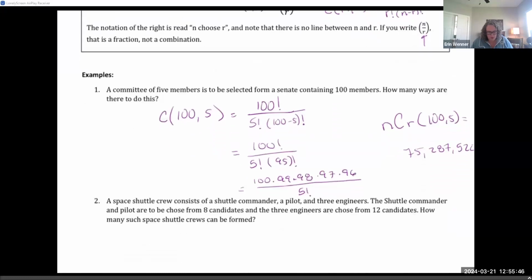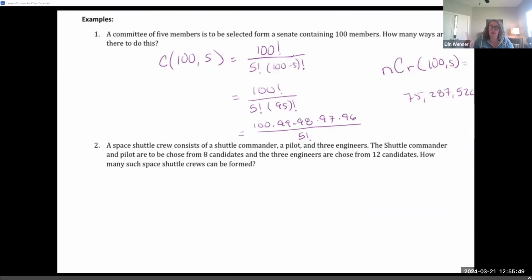Now, as I said, order doesn't matter with combinations. Sometimes order does matter. If we're selecting people and they have specific roles, the order matters. So in number 2, it says a space shuttle crew consists of a shuttle commander, a pilot, and 3 engineers. The shuttle commander and pilot are to be chosen from 8 candidates, and the 3 engineers are to be chosen from 12 candidates. We're going to assume that the 3 engineers are all of equal rank. An engineer is an engineer is an engineer.